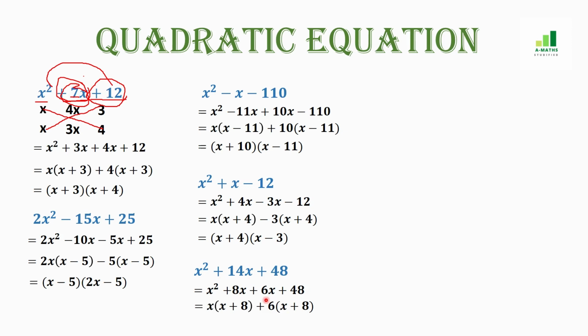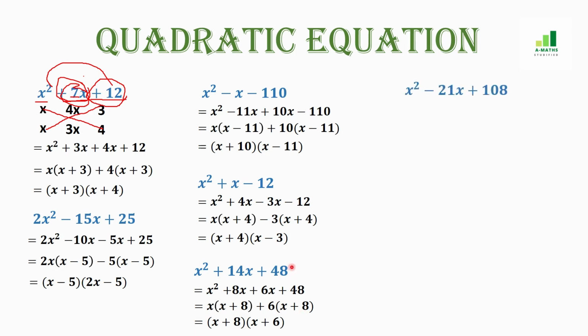Okay, now divide this expression into two groups. I will take x common from this group, then x plus 8 will be the remainder, and take common plus 6 from this group, then x plus 8 will be the remainder. Now I will take x plus 8 common from this expression, then x plus 6 will be the remainder. This is the factor for this equation.